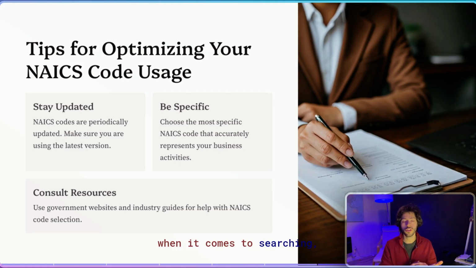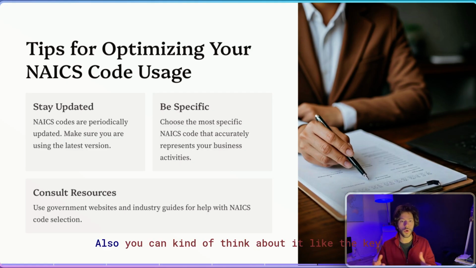Now, when it comes to searching, you also need the NAICS code to search for contracts. It's also a key. You can think about it like the key we mentioned earlier. So if you go on another tool like samsearch.co, you can put in the code and it will give you results that are similar to that code as well.